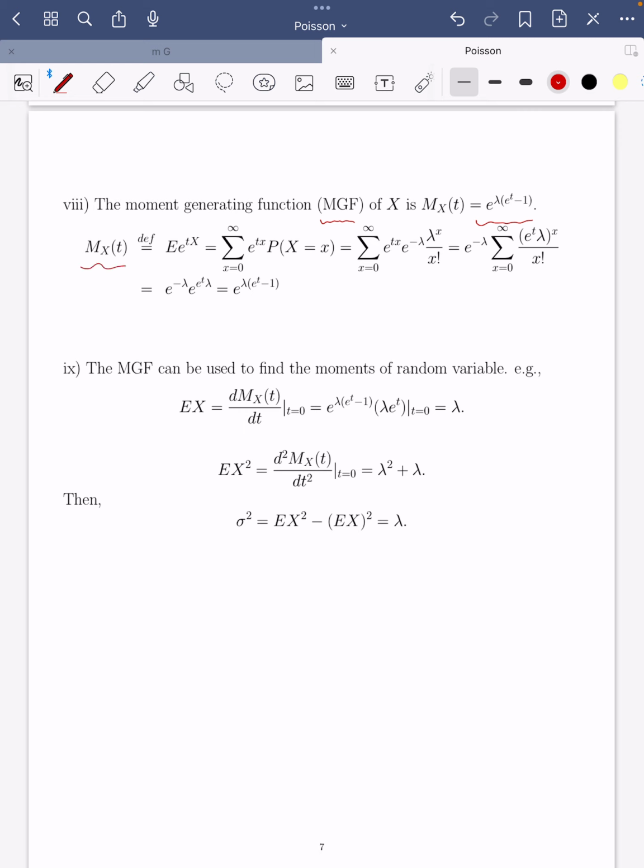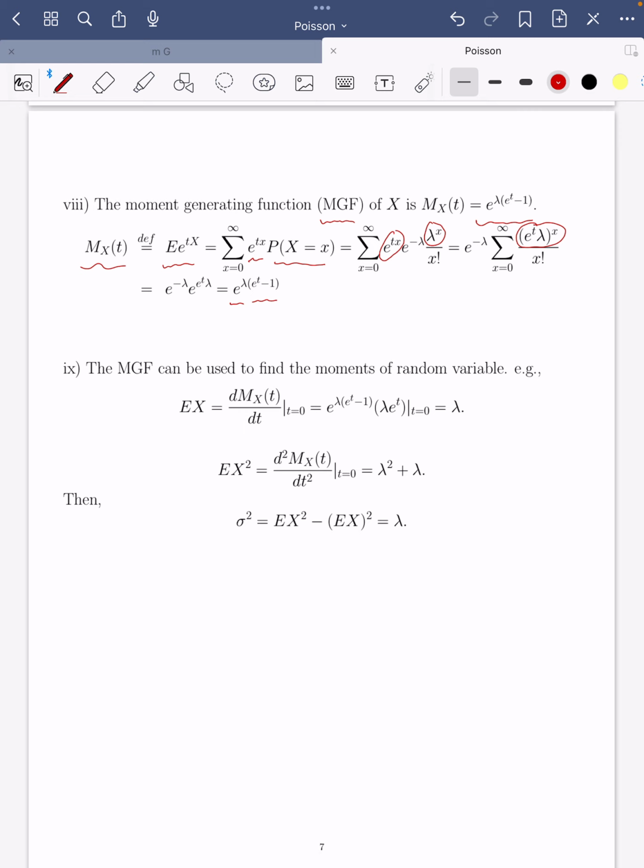So the moment generating function is equal to the expectation of e to the t times x. So it's equal to e to the tx times the probability mass function. And then again, you combine e to the tx with the lambda to the x as (e to the t times lambda) to the power x. So this is equal to e to the lambda times (e to the t minus 1). These two functions will be used to derive the Poisson distribution later.